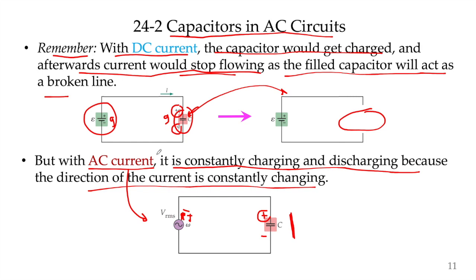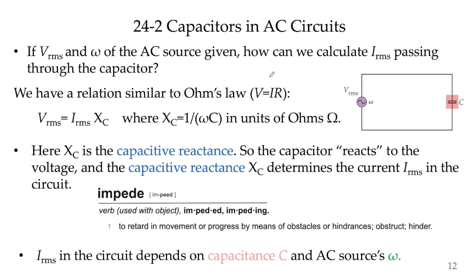Now let's look at the next one. In the previous slides, we had a resistor with an AC source. Now we have a capacitor, okay? So we have an AC source here. VRMS is the RMS voltage, so it could be like 220 volts.